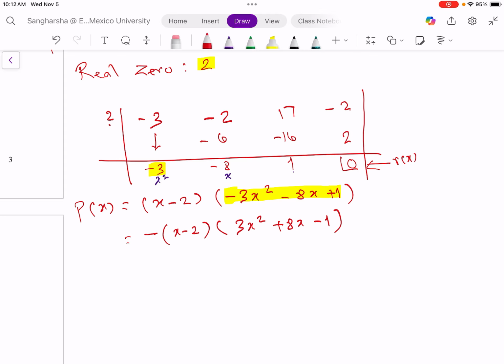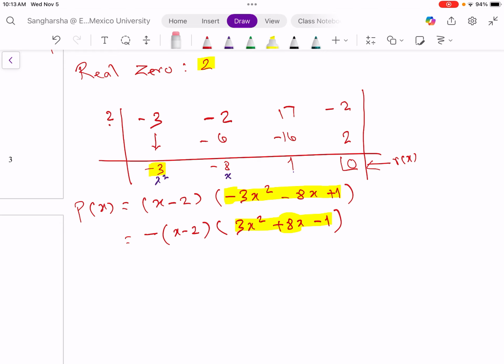Which method do we use to factorize this quadratic form? We use the AC method, right? So we multiply a and c. Our a is 3, c is 1. 3 times 1 is 3. And what are the pair of factors of 3? 1 and 3. Now, using these two numbers, can we rewrite positive 8x by adding 1 and 3 or by subtracting 1 and 3? Can we rewrite 8? No, right? It means we can't use the AC method here.